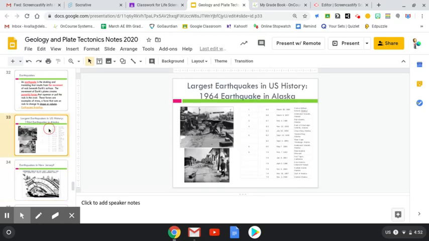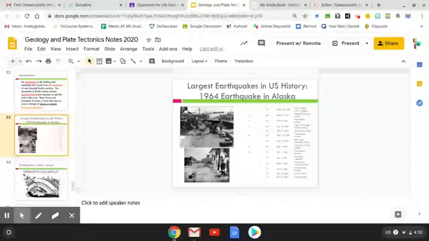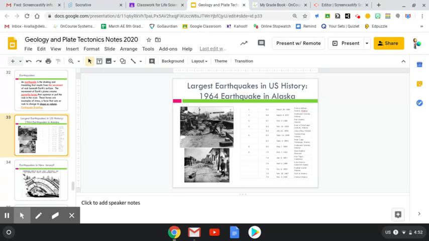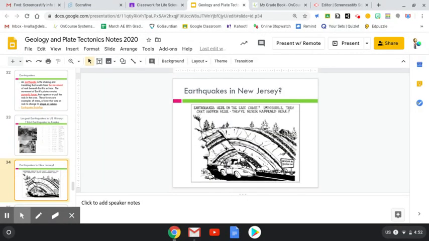If you look here, the largest earthquakes in U.S. history, believe it or not, a lot of them, if you look at this list, came in Alaska. That's because they're right on that plate boundary that I showed you before. I believe the scale was, if you look there, 9.2. And look at that road, look at the cars, right? Crazy things happened. And that was in 1964, if I can read it correctly. That was Prince William Sound in Alaska, and Alaska is part of the United States.